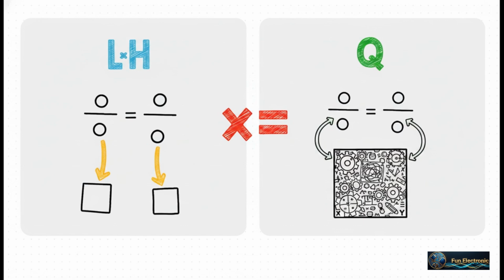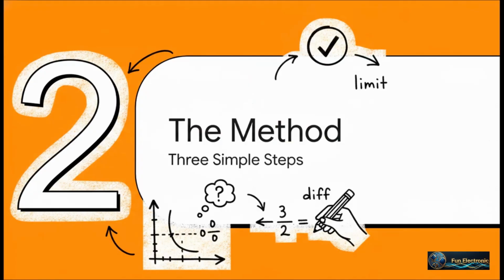All right, before we go any further, we need to talk about something huge. This is the number one point of confusion. L'Hopital's rule is not, and I repeat, not the quotient rule. With L'Hopital's, you handle the numerator and the denominator completely separately. The quotient rule is a complicated beast for finding the derivative of a fraction. L'Hopital's rule is a simple tool for finding the limit of one. Big difference.